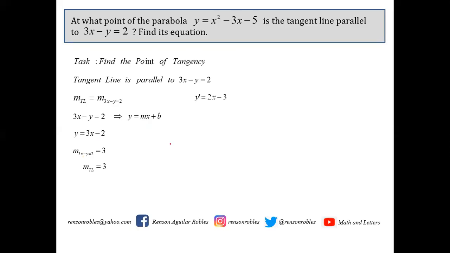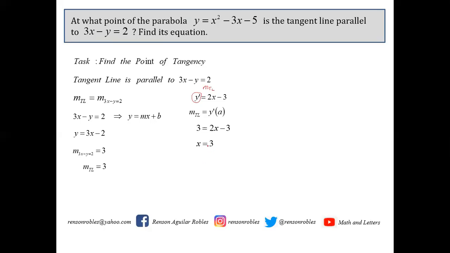And then, to find the slope of the tangent line, we shall differentiate x squared minus 3x minus 5, and that is given by y prime equals 2x minus 3. And we know that this y prime is also our slope of the tangent line. So we shall replace it by 3. So we shall have 3 equals 2x minus 3, and solving for x, we shall get x equals 3.